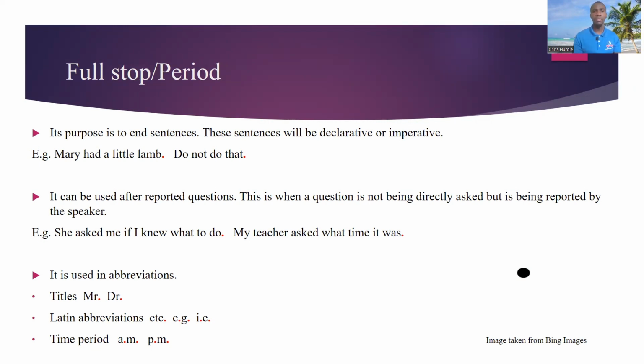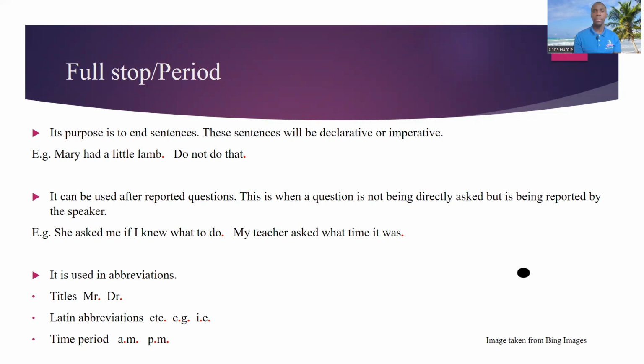Secondly, it can be used after reported questions. This is when a question is not being directly asked, but is being reported by the speaker. For example, she asked me if I knew what to do. So yes, this is reported speech. We are not quoting her verbatim. Therefore, we do not use a question mark because a question is not being directly asked. So she asked me if I knew what to do. It's reported. If I were quoting her verbatim, then the punctuation would have to change, right?